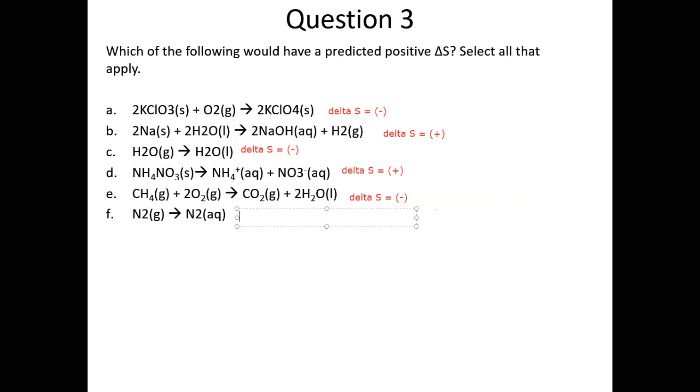Next, we take N2 gas, put it in solution. So we're going from a gas to aqueous. Here delta S would be negative. And so the ones that have positive delta S are D and B.